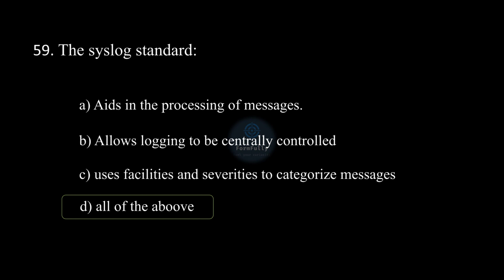It enables logs from various systems and devices to be sent to a centralized logging server or repositories. Third option is correct, as syslog categorizes log messages using facilities and severities. Facilities represent the source or type of the message, while severities indicate the importance or level of the messages. This categorization helps in filtering and prioritizing log messages. Therefore, all the statements are correct.